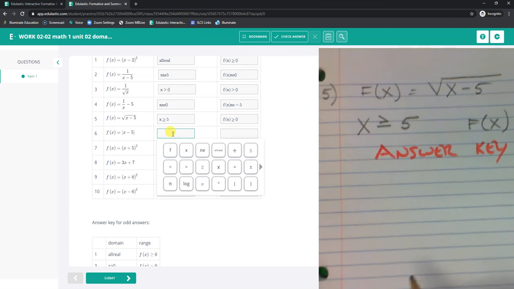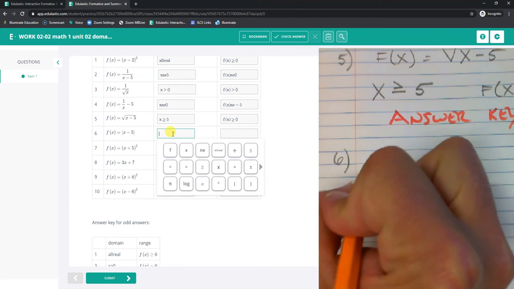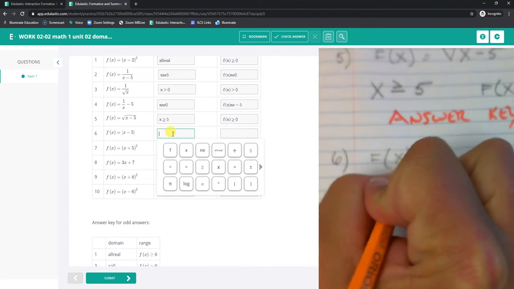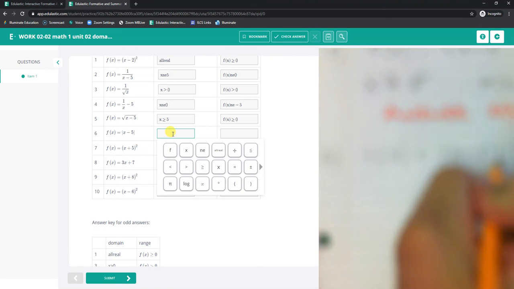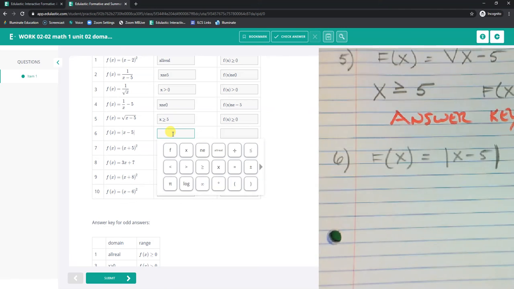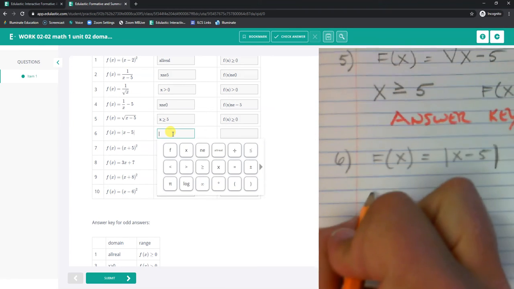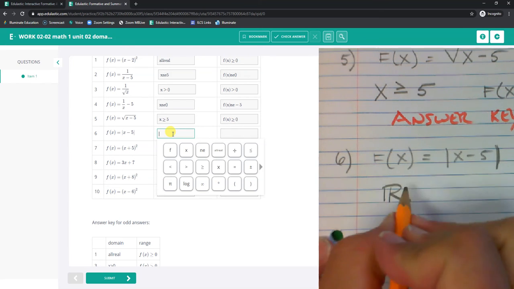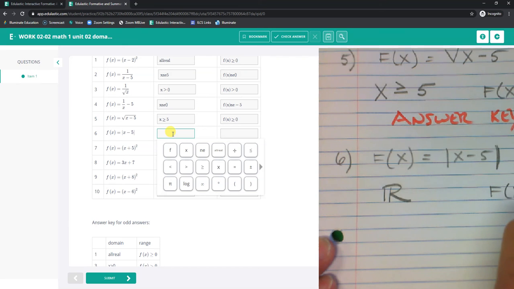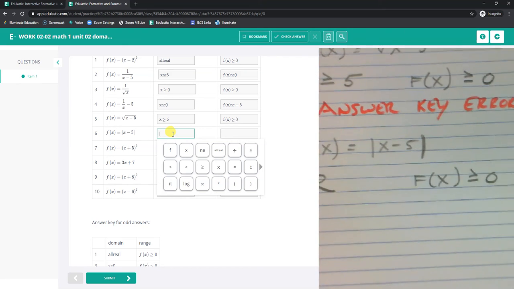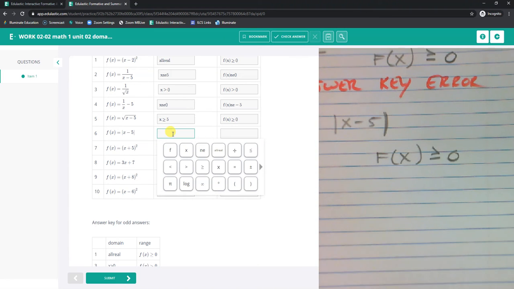Number 6. F of x equals absolute value of x minus 5. I can plug anything into this. You can't break an absolute value. I can plug in a negative, a positive, a 0. I'm not going to break it, so I can plug anything in. So it's going to be all real numbers going in. But coming out, f of x is going to be positive, right?